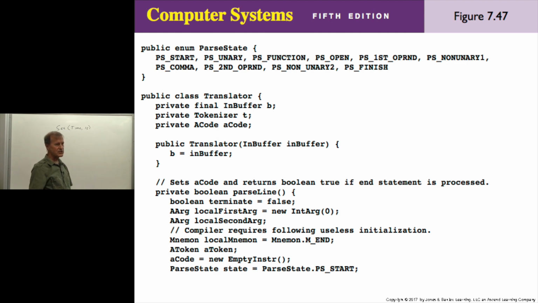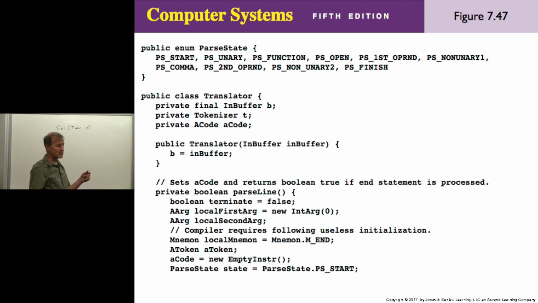All right, and now here's the key class. The key class is this translator. So public class translator, and we have our in buffer, which is the buffer that we've always used, and lowercase b is the letter for the in buffer object, and then we have a tokenizer, and so t is our tokenizer, and we've seen how the tokenizer works. It returns tokens.